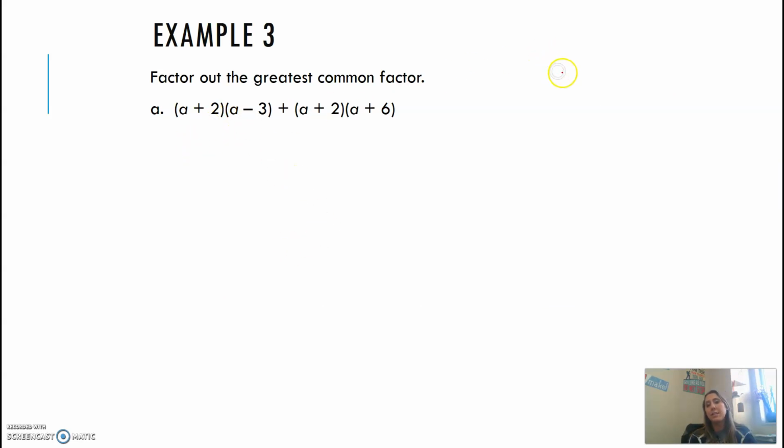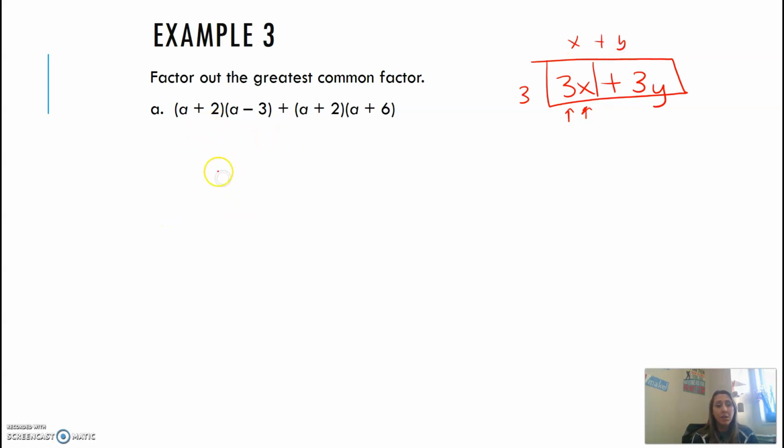So this would be the same thing as saying, I don't know, 3x plus 3y. Again, I would break it up like this, because this is a number that's being multiplied by something, and this is a number being multiplied by something. So all of this is being multiplied by something. So if I were looking at it this way, I would factor out a 3, and then I have x plus y, right? So we're going to do the same thing here.